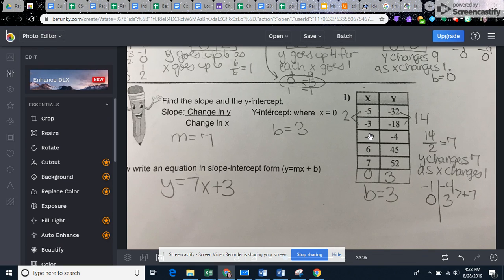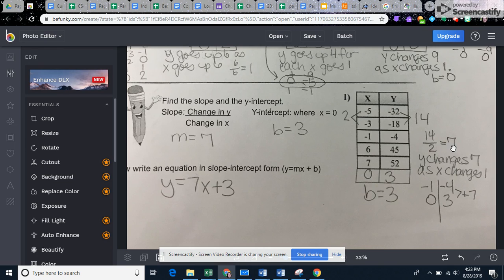So then you can follow the pattern. Here's -1, -4. So I wrote those down here. And then when we add our 1, our x is going to be 0, which is what we want. -4 plus the 7 will give you a +3. So therefore, b is going to equal 3.